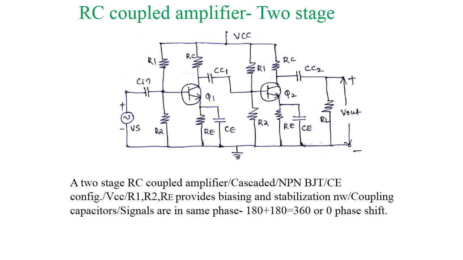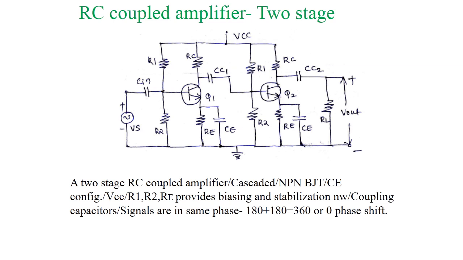As we know, a single stage RC coupled amplifier gives 180-degree phase shift. In this two-stage RC coupled amplifier, the total phase shift will be 180 plus 180 is equal to 360, or 0. So the input and output are in phase, or there will be no phase difference. The output is collected at the collector terminal of the second stage, or the collector terminal of the second BJT.